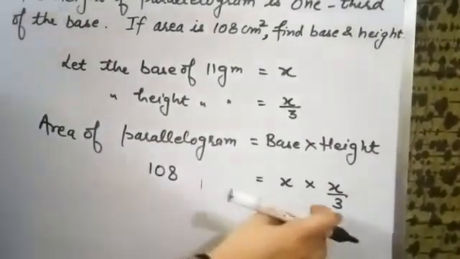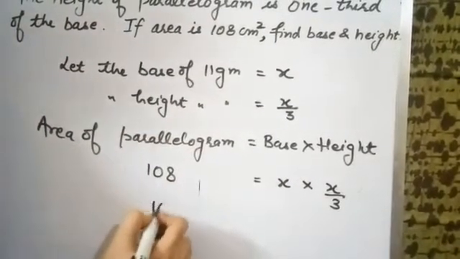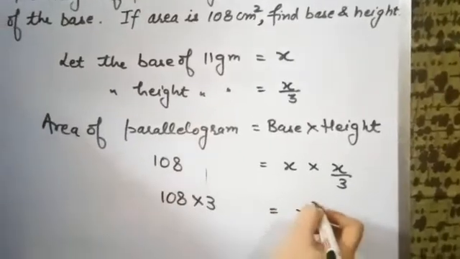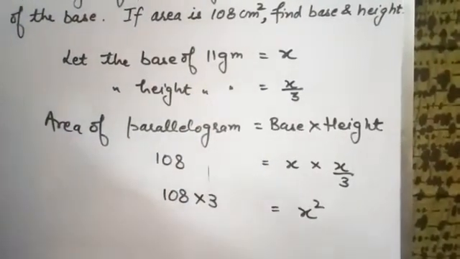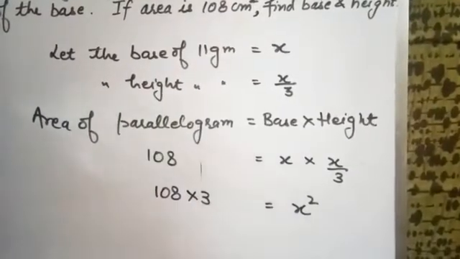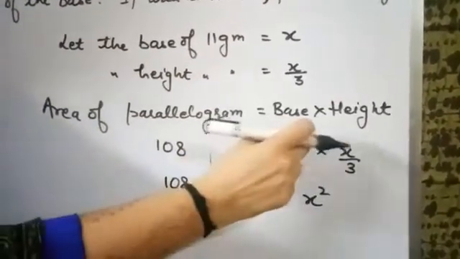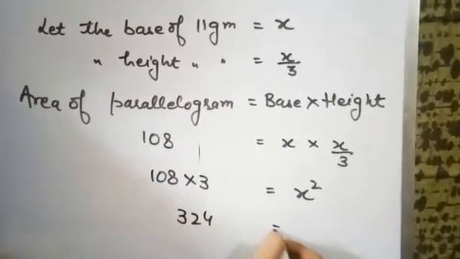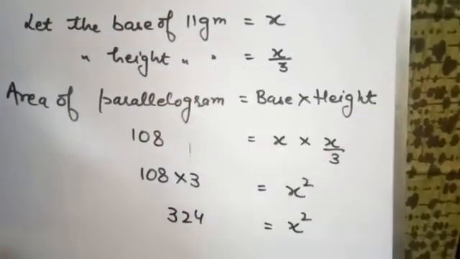Now 3 is in division, so go for multiplication on the LHS. 108 into 3, and x into x we all know is x square, not 2x, because in multiplication, if the bases are the same, the exponents add. So 1 plus 1, 2. This is 324.